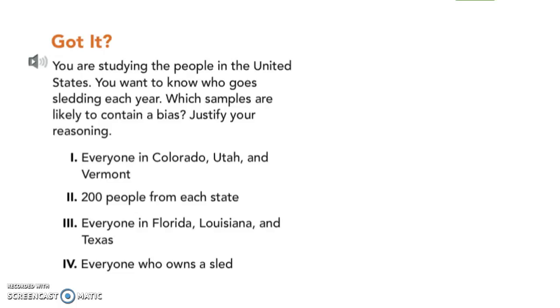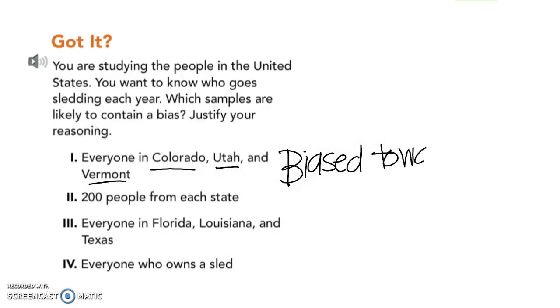All right, so we know, what do we need to be able to go sledding? We need snow. So we want to pick the states that would have snow, or that for sure would not have snow, if we're looking for ones that would have a bias. So when we say everyone in Colorado, Utah, and Vermont, do those get snow? All of those get snow. So that would be biased towards yes, because those guys probably sled a whole lot. Okay, because they all get lots of snow.